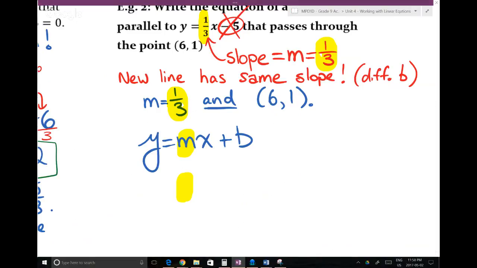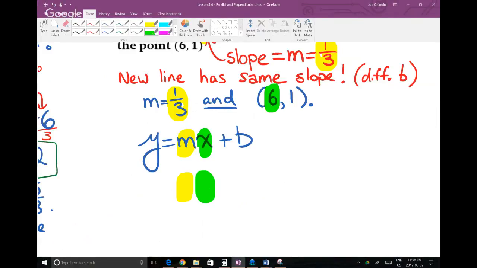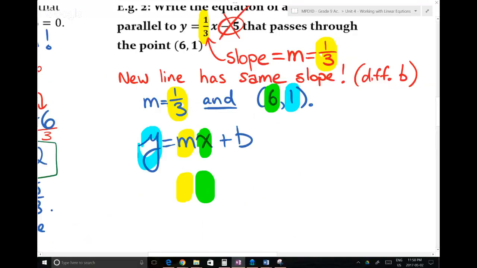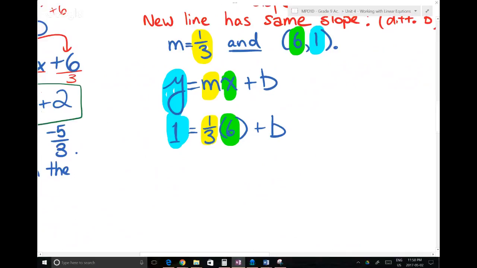But we also know a point. So we know that we have an x value of 6 that matches up with a y value of 1. And with that in mind, we can work on this equation. We can say that y value of 1 can be found by taking the slope, which is 1 over 3, multiplying it by the x value that works with that y value of 6, and adding whatever b is, whatever the y-intercept is. And now it's just about doing some simple math.